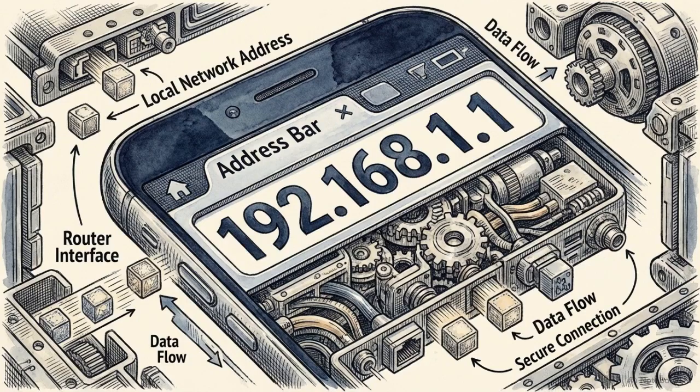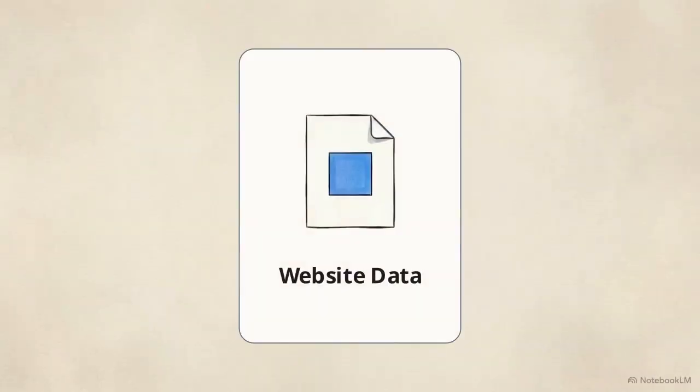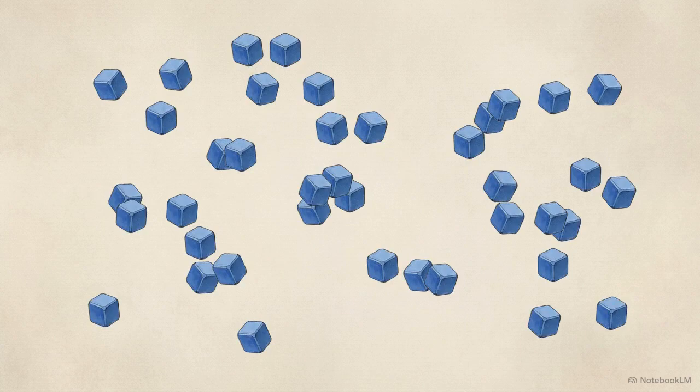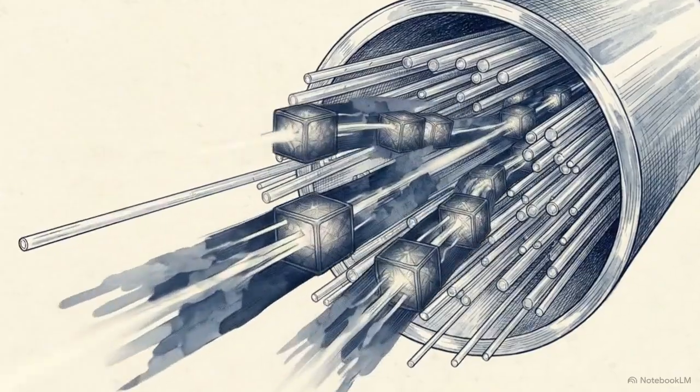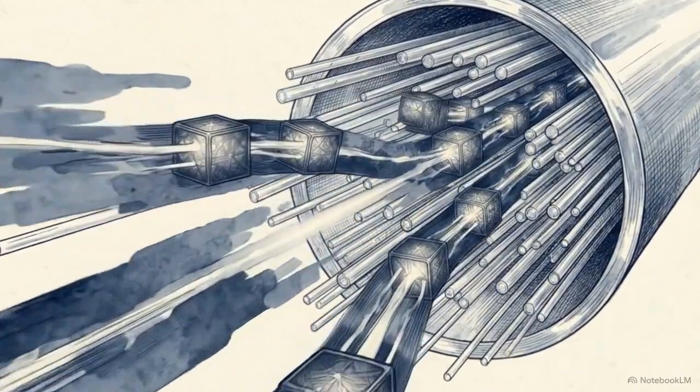The moment you request a website, your device asks the Domain Name System, or DNS, to translate the web address you typed into a numerical IP address. But your device doesn't request the website as one giant file. Instead, it shatters the data into tiny pieces called packets. Through TCP/IP, each packet gets its own instructions: the source IP, the destination IP, and a sliver of the actual payload.